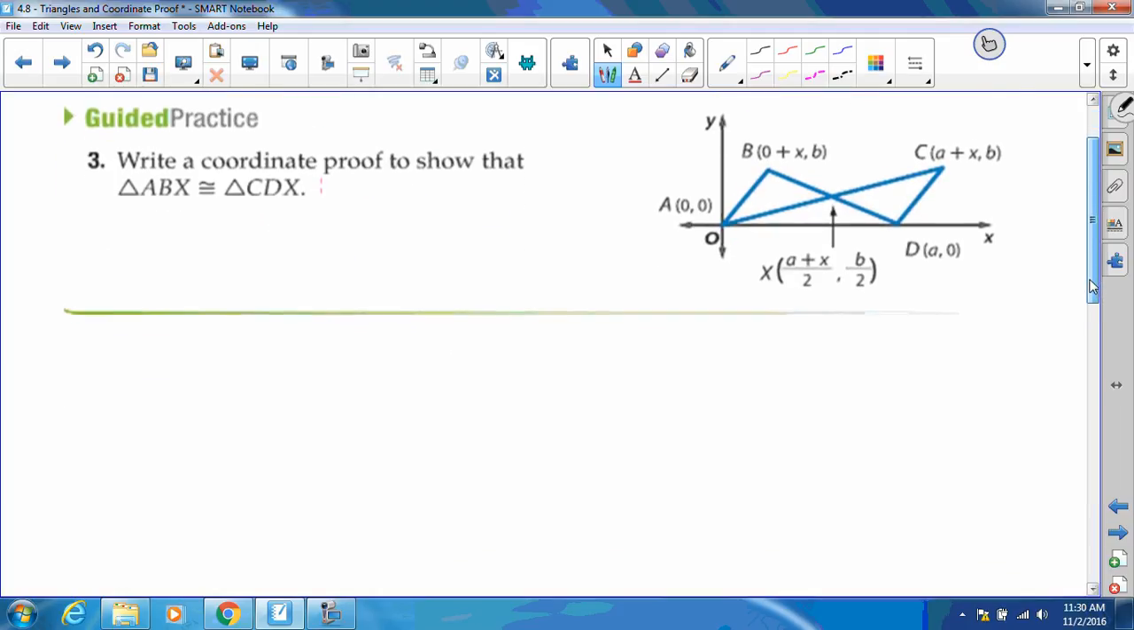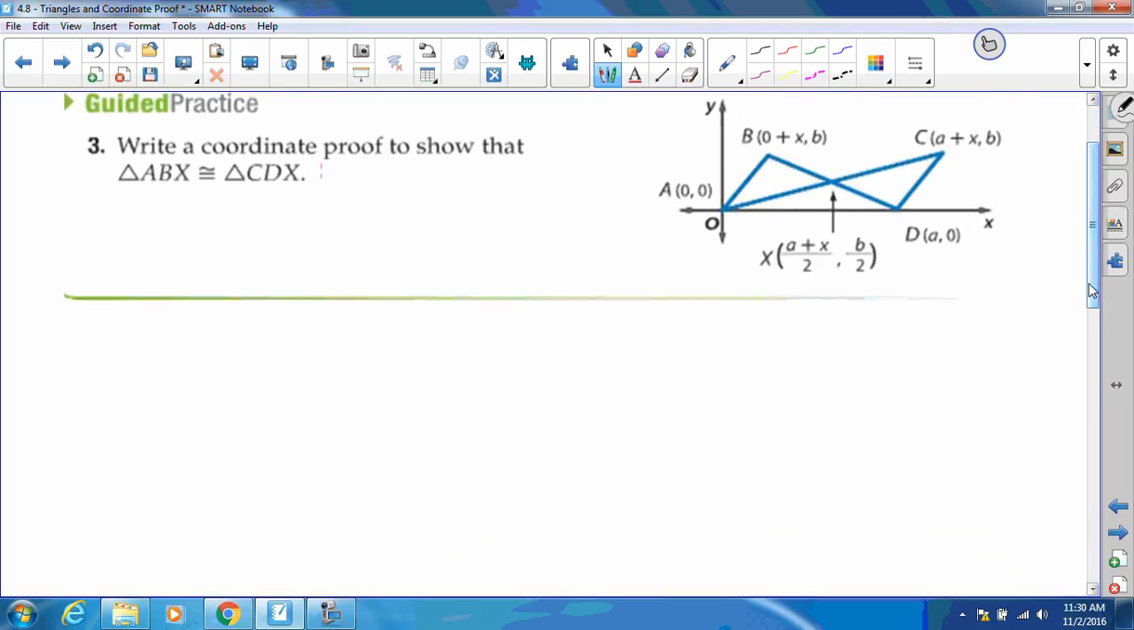Okay, this time we're going to write a coordinate proof to show that triangle ABX is congruent to triangle CDX. Okay, so if I want these triangles to be congruent, I have to use either side, side, side, or side, angle, side, etc. So here's what I would do to try to figure that out. If you notice in this picture, you have vertical angles right here. So I would start with that right there. So we know we're going to use one of the ones that has an angle in it.